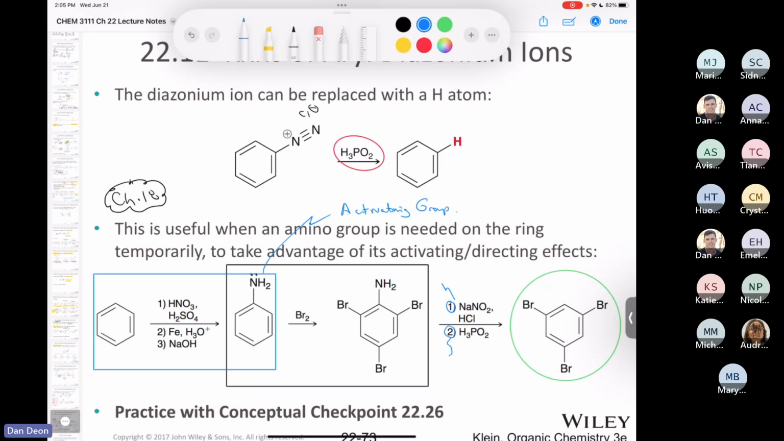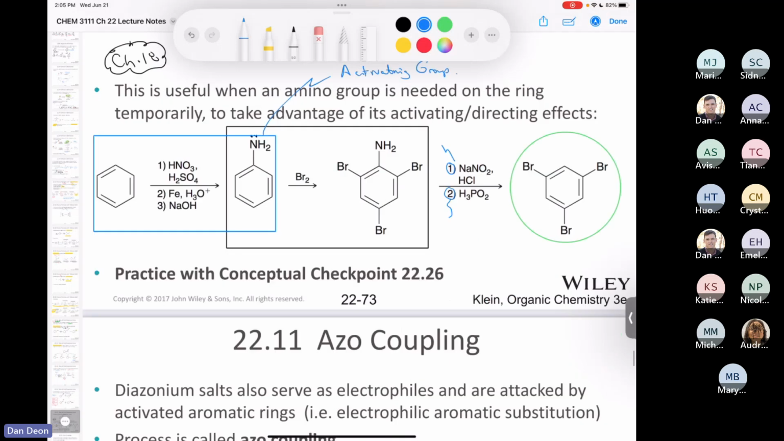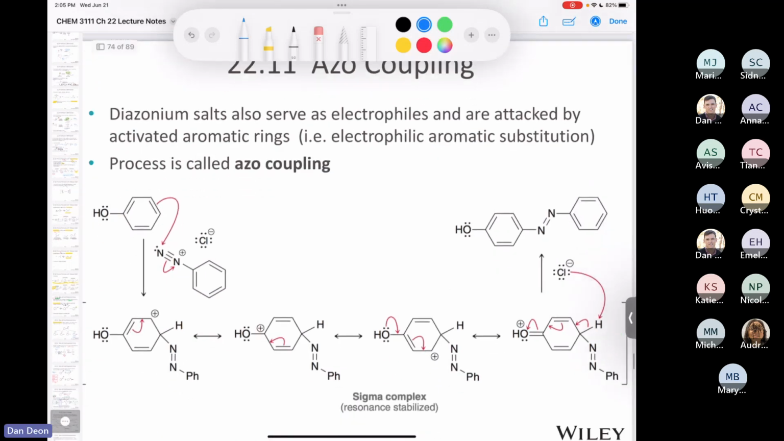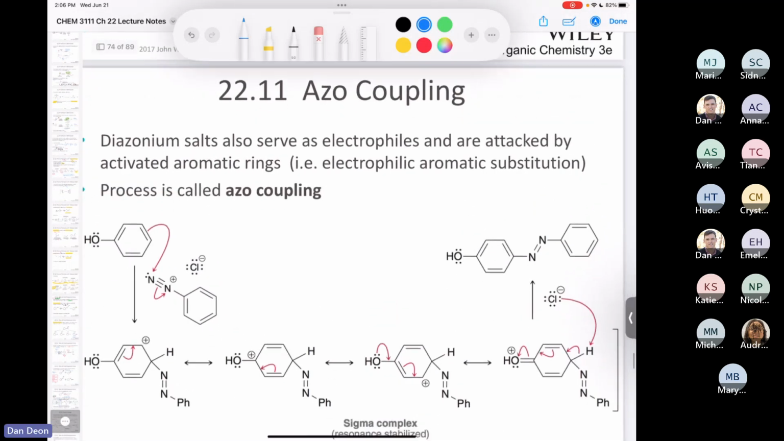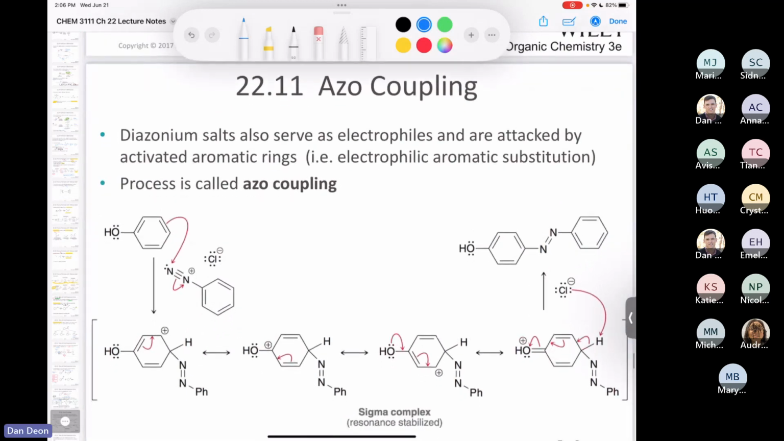Therefore, I think it's important. So I do want you to know it, and it could come up in homework and things like that. So just to put that bug in your ear, and I know you're all very astute students. So there you go. All right, so I believe this is the last reaction of the entire chapter, which is azo coupling.